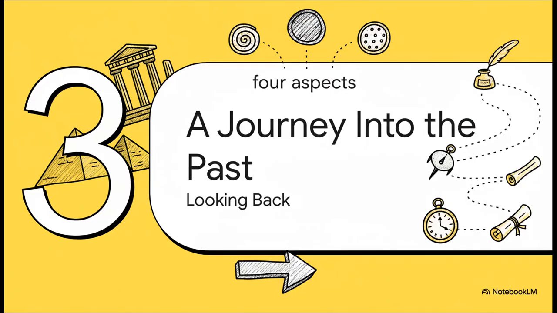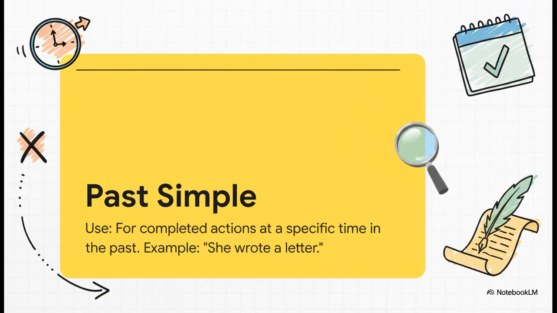Okay, we're going to run the exact same play, but this time we're looking back. We're taking our 4 trusty aspects on a little journey into the past. Past simple. This one's easy. It's for an action that is completely finished. It happened, it's over. She wrote a letter. Bam. Done. It's locked away in the past.